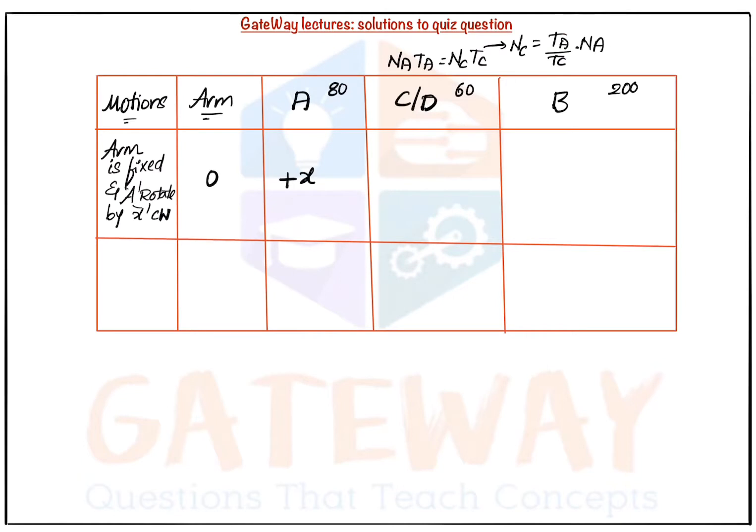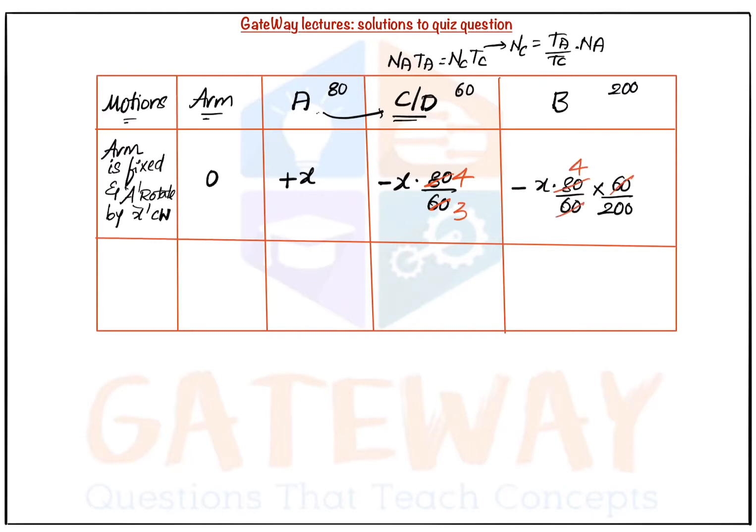NA is positive x, but the C and D gears are external to A, therefore this will be in the anti-clockwise direction. So minus of x into TA upon TC, TA is 80 upon 60. Similarly, when we come to B, C and D are internal to B, so it will have the same sign as what we have with C and D. Minus x into 80 upon 60 into 60 upon 200. We can simplify them: 4 times 3 times, 60 cancels.